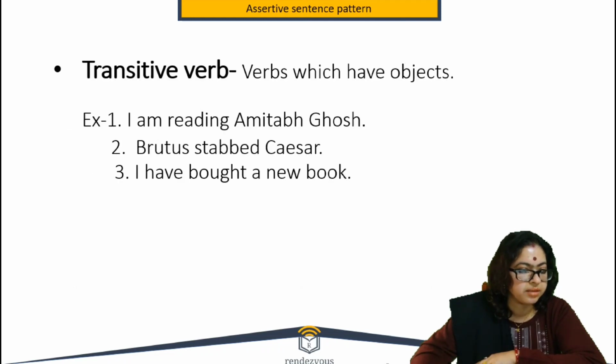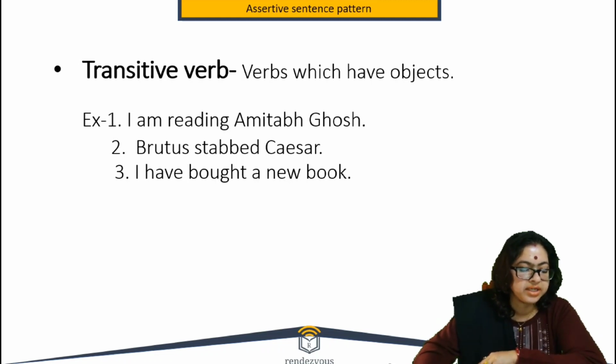Now, I shall come to transitive and intransitive verbs. Because we are studying the SVO structure, we are studying verbs. So, when we are studying verbs, we have to know what is a transitive verb and what is an intransitive verb. Transitive verbs are those which take objects, verbs which have objects.